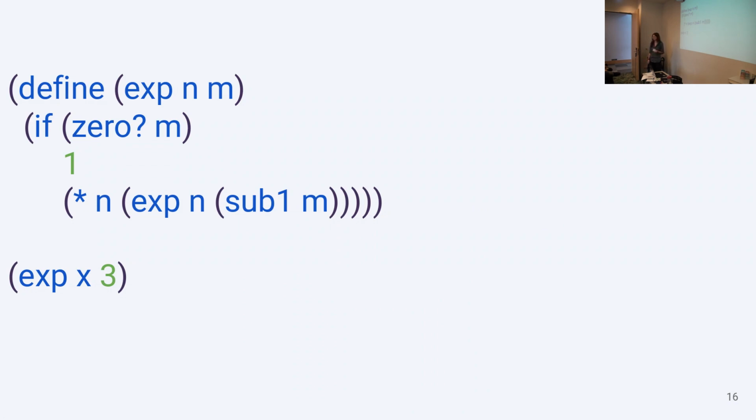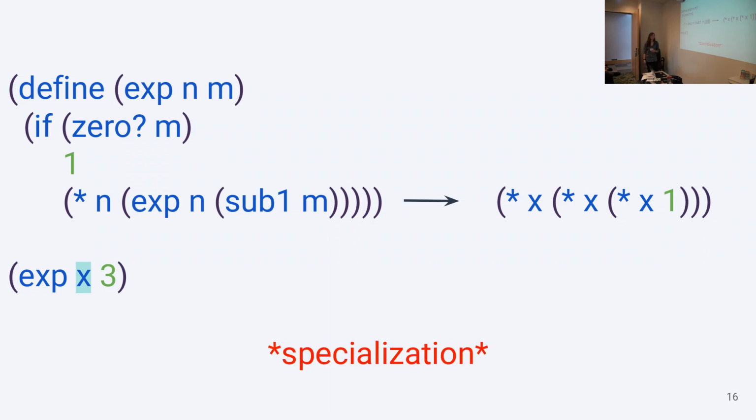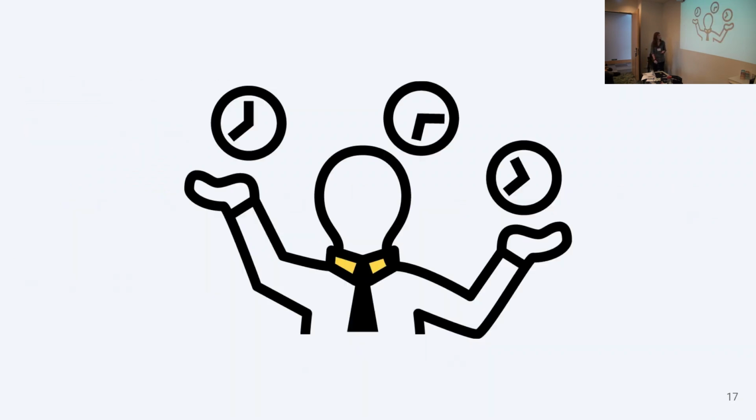So for example, if we have this program, which is exponentiation, very similar to factorial, but now it has another argument, and we only call it on one dynamic argument, we can actually reduce this entire program down to this series of multiplications on this dynamic value, which is something we want our partial evaluator to be able to do. And this is called specialization. We're specializing the definition of the function on the arguments it's called on.